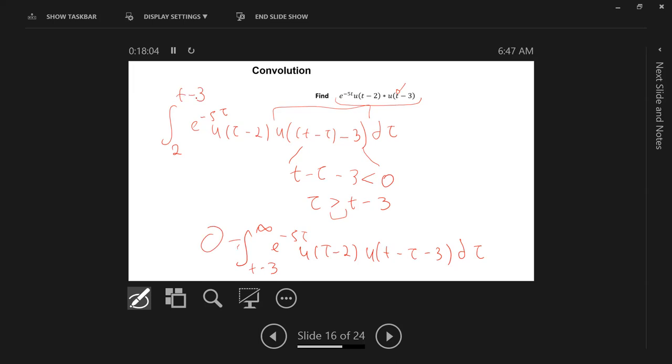What's the question? Oh, because here you see this thing is 0 whenever tau is greater than t minus 3. So it's 0 from t minus 3 to infinity. That means the integral from t minus 3 to infinity of this thing is just going to be 0. And so I can just go from 2 to t minus 3 because this just adds 0 to my result.